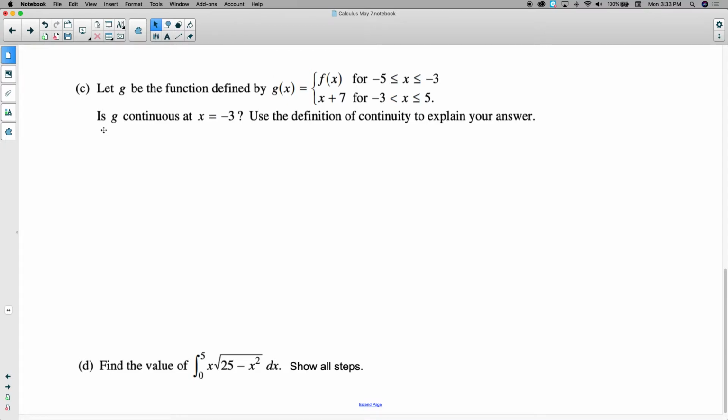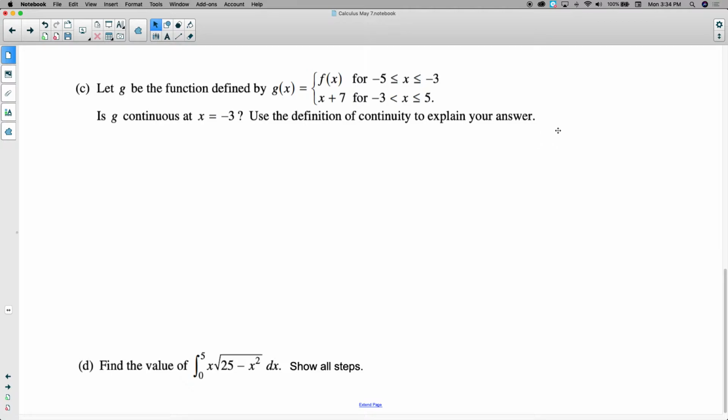Okay, and so that's the piecewise function g. And then the question is, is g continuous at x equals -3? Use the definition of continuity to explain your answer. Okay, so that's been a while, so let's remind you about continuity.